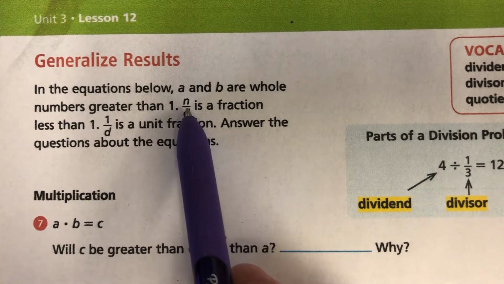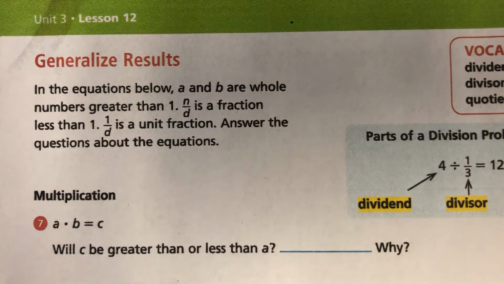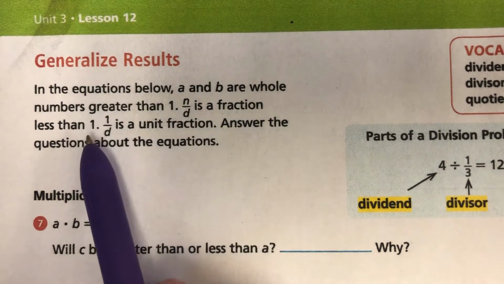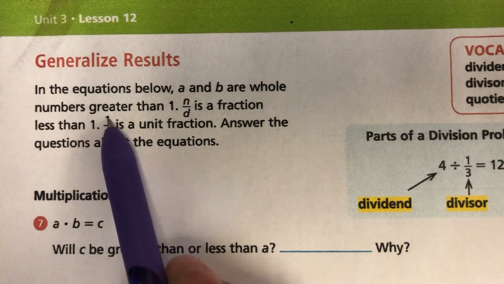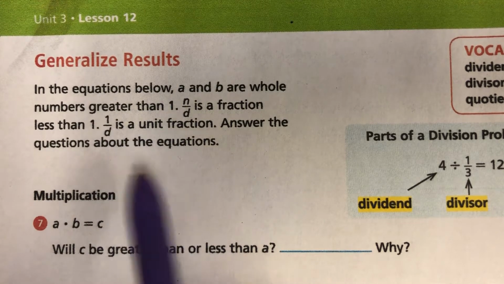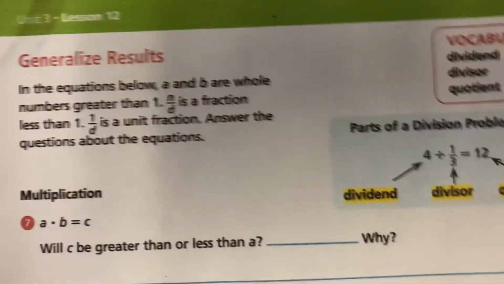So you're not ever going to have a situation where n is greater than d and will always be lower than d in these variables down here. It's a fraction less than 1. 1 over d is a unit fraction because it has a 1 in the numerator spot. And it asks you to answer the questions about the equations based on all of this.